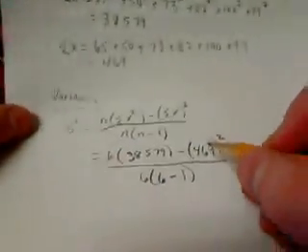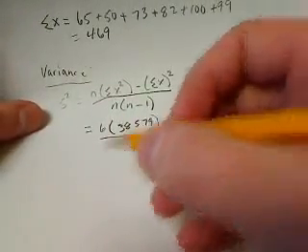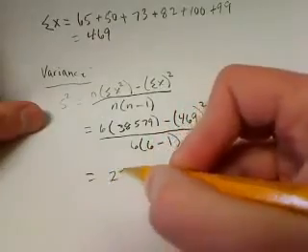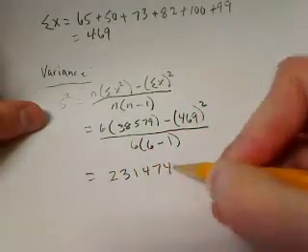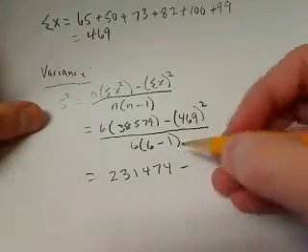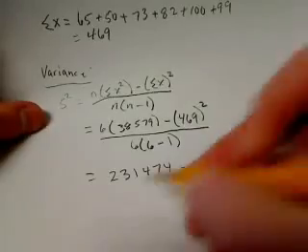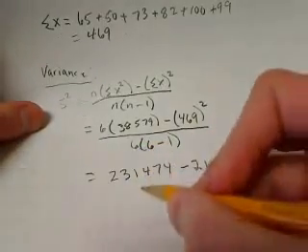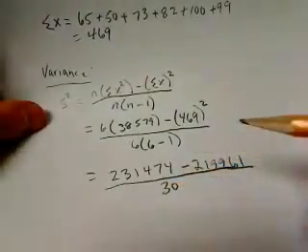So when we simplify down, when we take 6 times 38,579, we should get 231,474. When we take 469 and square it, we get 219,961. And then 6 times 5 is 30. So we're going to divide everything by 30.